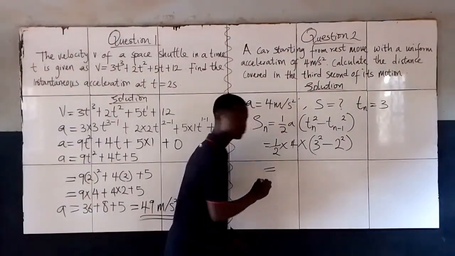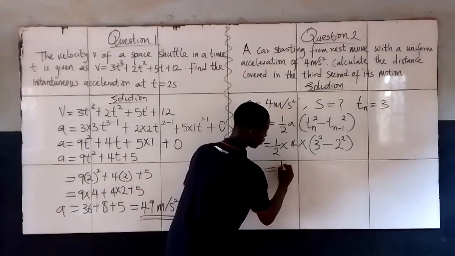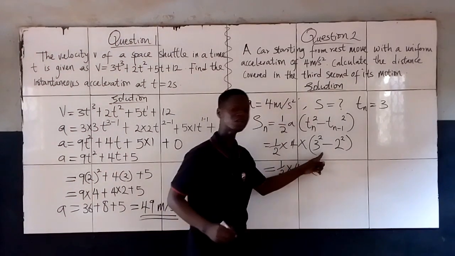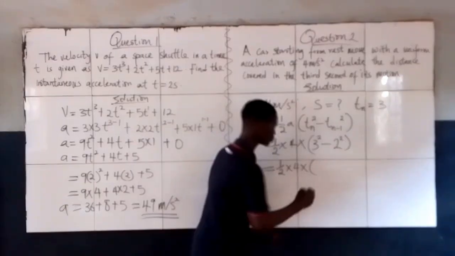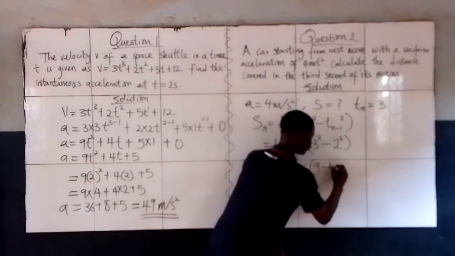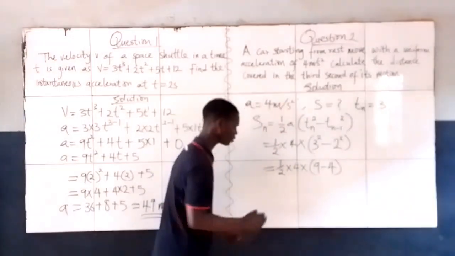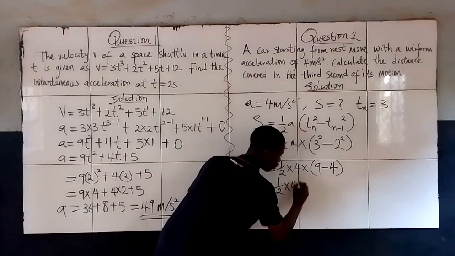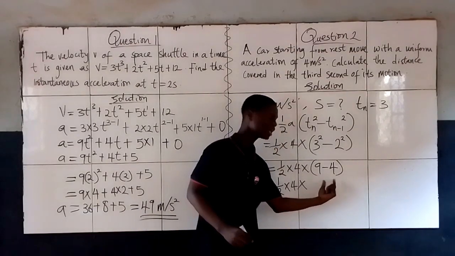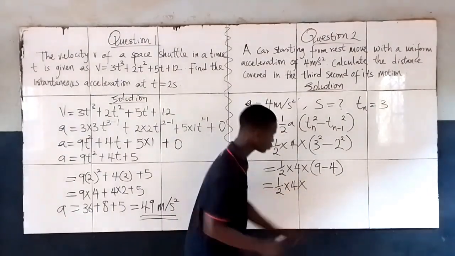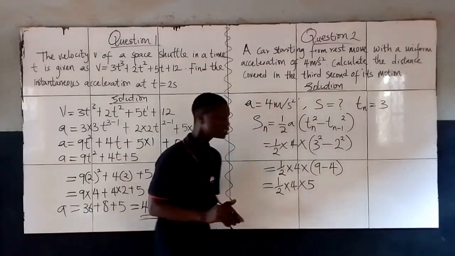We have to simplify further. Watch out. Let's say 1 over 2 times 4 times 3 raised to power 2. The square of 3 is what? 9 minus the square of 2 is what? 4. So this is what we have. We are still working on it, guys. We will have equals to 1 over 2 times 4 times. We have to work out what is inside this bracket before we can open the bracket. So 9 minus 4 is what? 5. So this is what we now have.